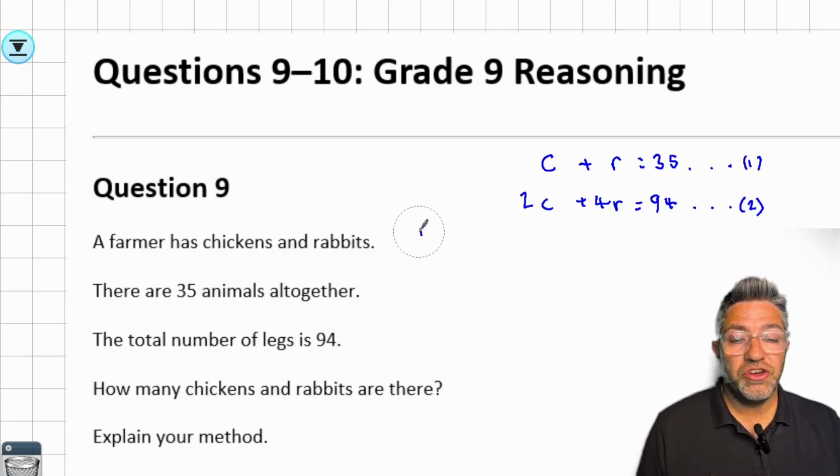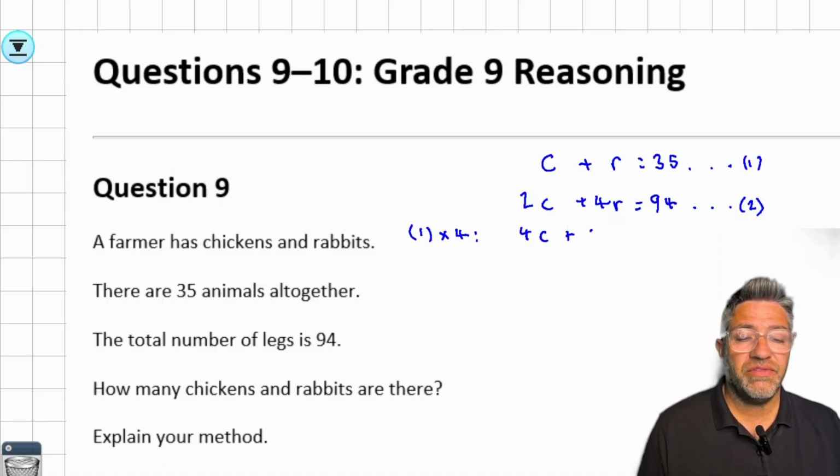Again, you could multiply equation 1 by 2. I'm going to multiply equation 1 by 4 so that I'm once again making that second variable match. 35 times 4, let's work efficiently. So times by 4, we double again. So that leaves me with 4c plus 4r equals 140. And that has created us equation 3.